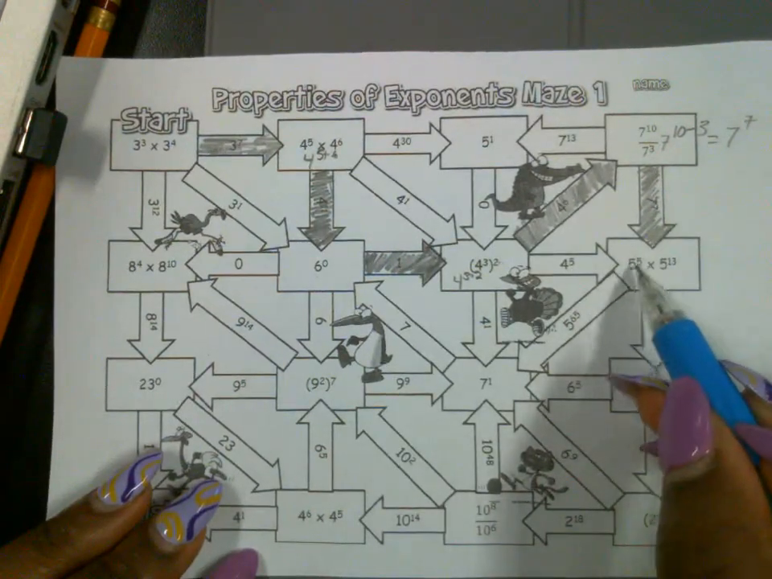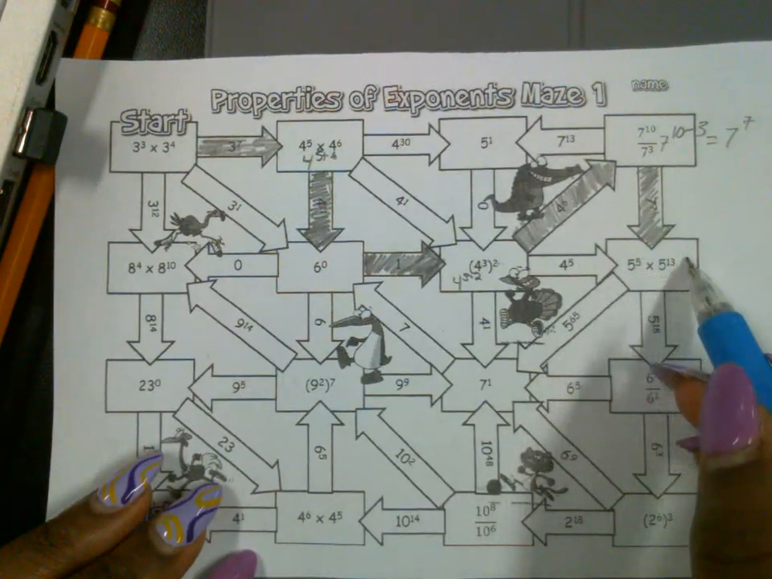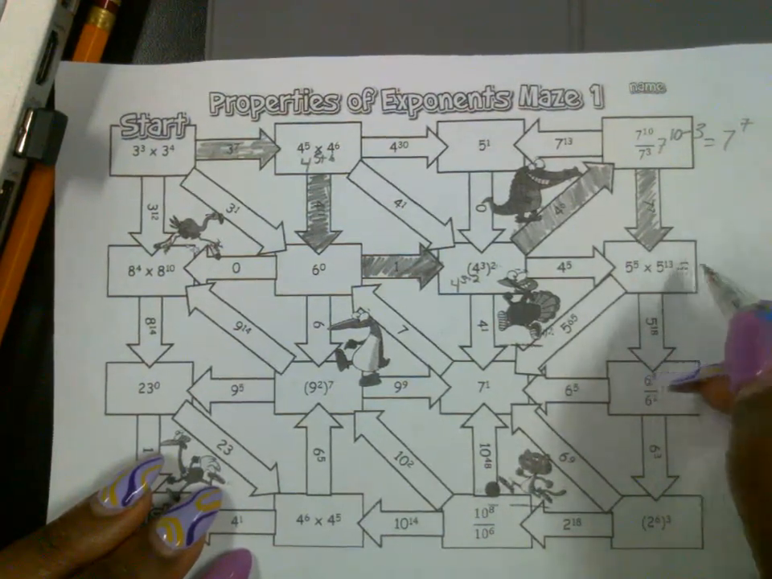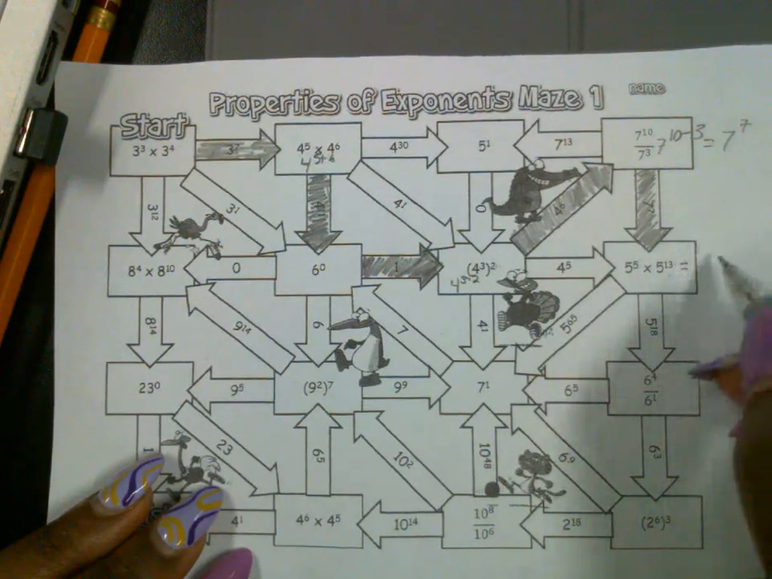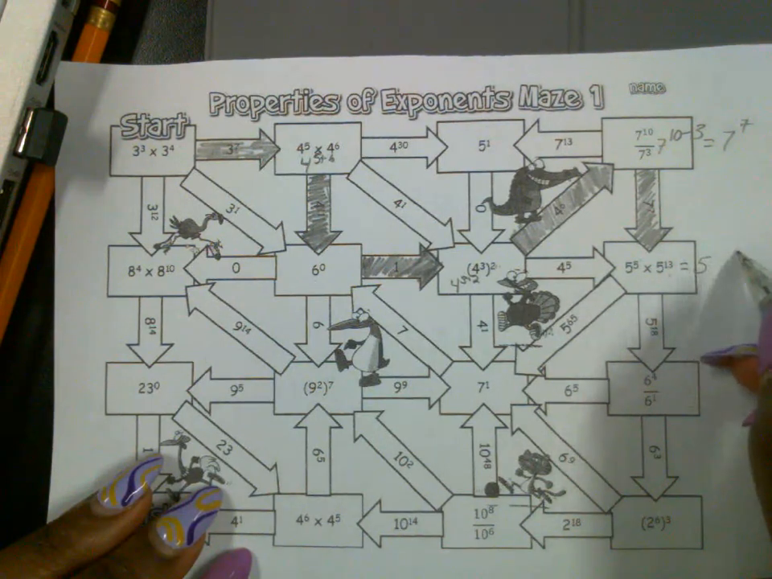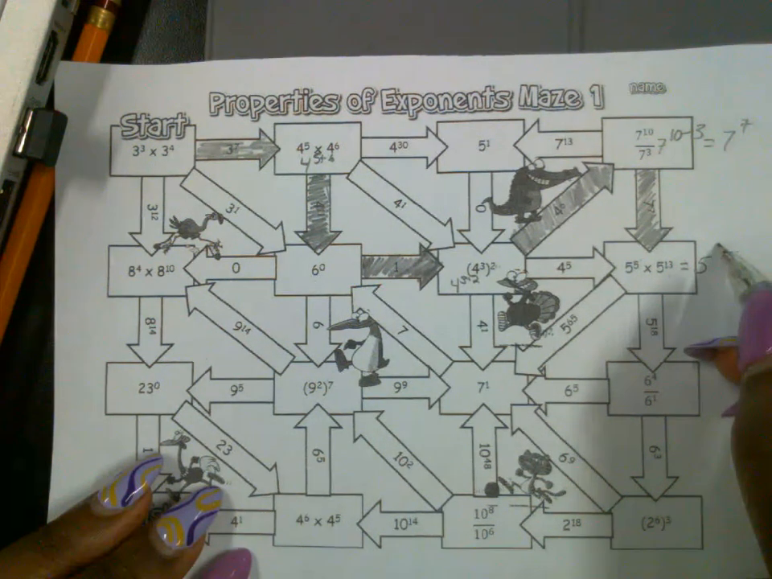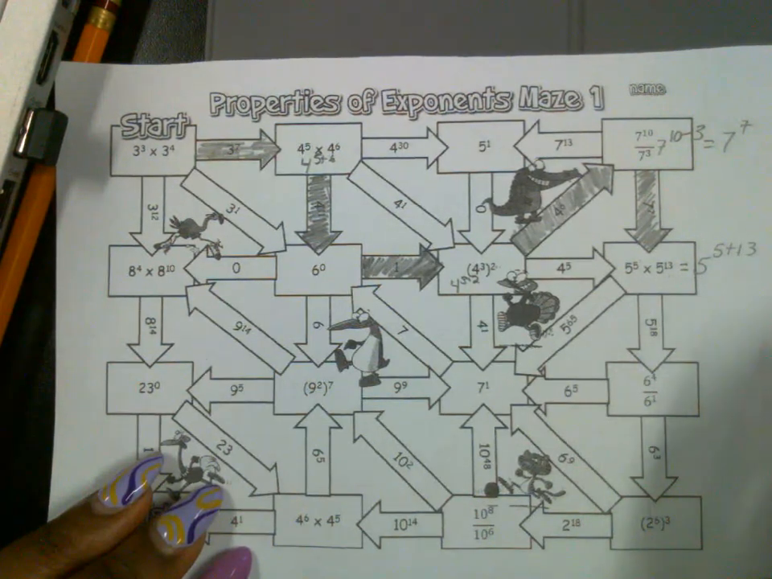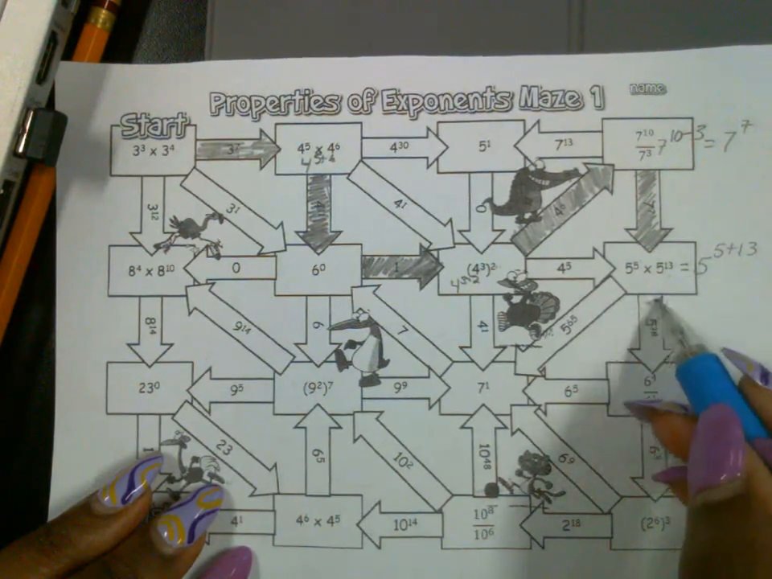So now we have 5 to the 5th times 5 to the 13th. What do we do with the exponents here? What do we do with the exponent? Add. So this is going to be what plus what? 5 plus 13. Very good. And what does that give you? 18.